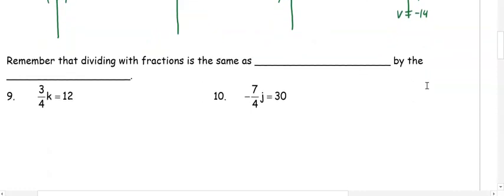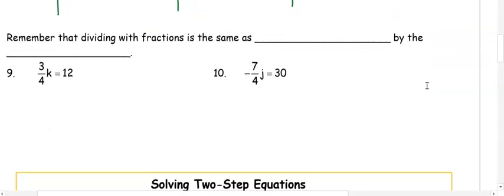Last, we're going to practice with getting rid of fractions. Remember that dividing with fractions is the same as multiplying by the reciprocal. So in number 9, we have 3 over 4k equals 12. So we can multiply by 4/3.